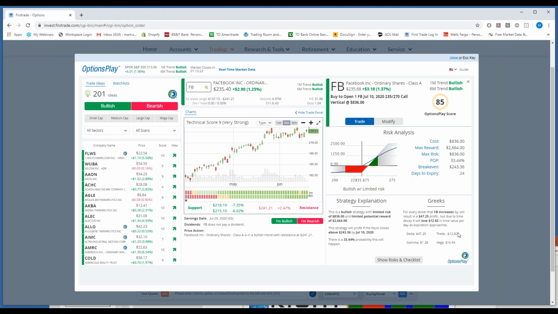Near expiration, you're going to lose $12 per day. Not here, but towards expiration. See the per value as expiration approaches. Right here, you don't have a theta that high.